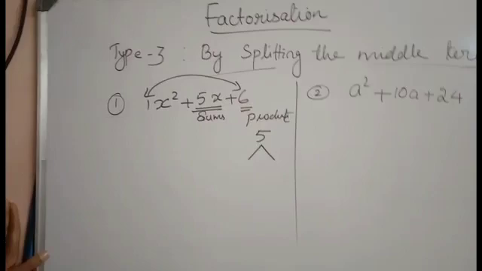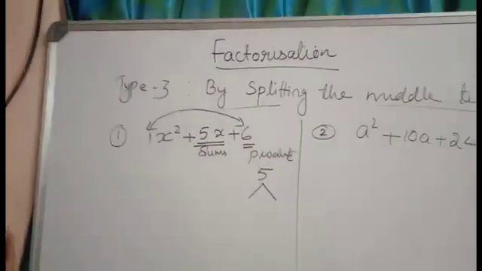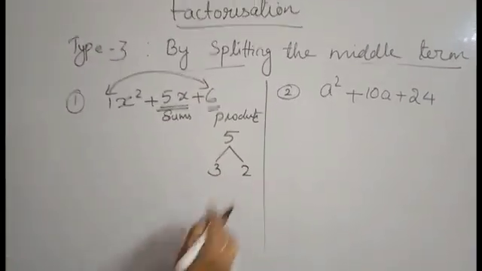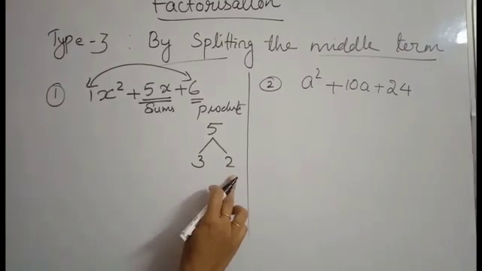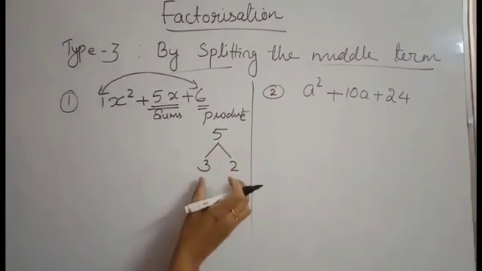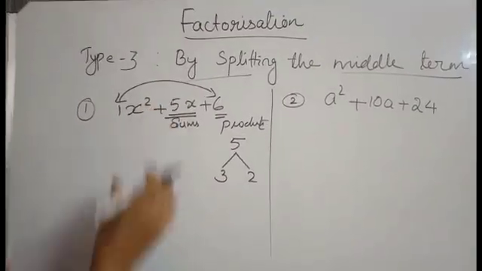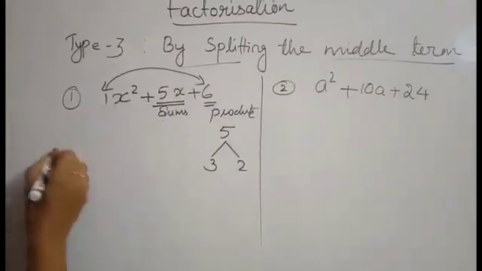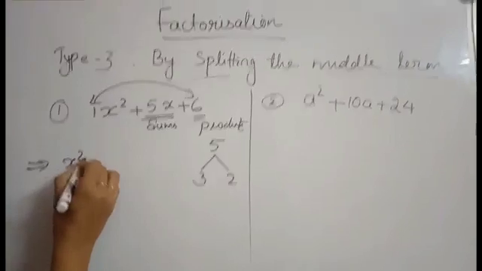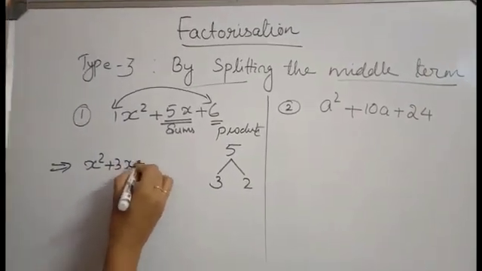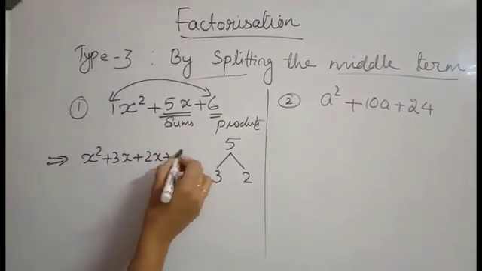Can you tell me what are the numbers? Yes, the numbers are 3 and 2. Look at that. If you are adding these, 3 plus 2, you will get 5 as the sum. And if you multiply these two, 3 2s are 6. Now let's split this term and find out the factors. This becomes x square plus 3x plus 2x plus 6.